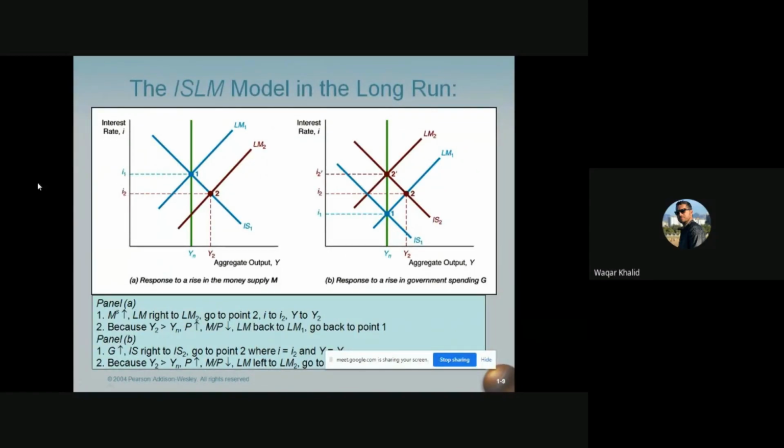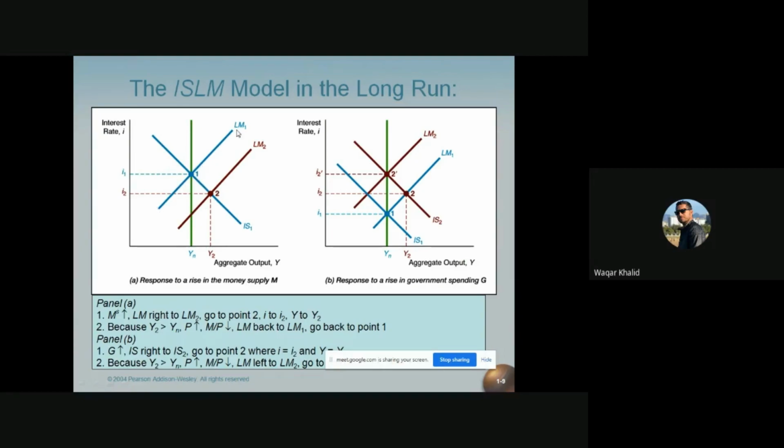Look at this figure. We have two panels. Panel A shows the response to a rise in the money supply, and panel B shows the response to a rise in government spending. In panel A, a rise in the money supply causes the ISLM curve to shift rightward. With the rise in the money supply, the curve will shift from ISLM1 to ISLM2, and the equilibrium moves to point 2.